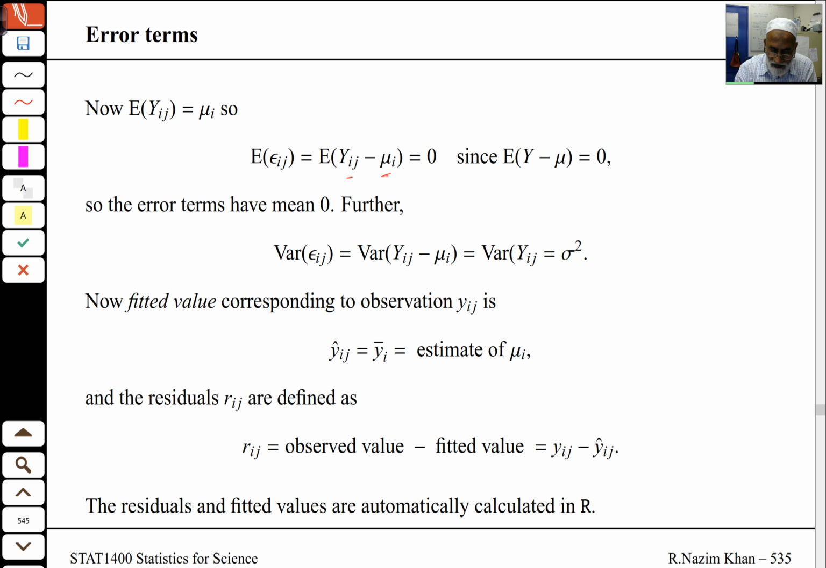What about the variance? Variance of epsilon_ij is variance of y_ij minus mu i. This is a constant, so this doesn't affect the variance. And so this is just the variance of the y_ij, which is sigma squared. I'm assuming all the variances are the same.